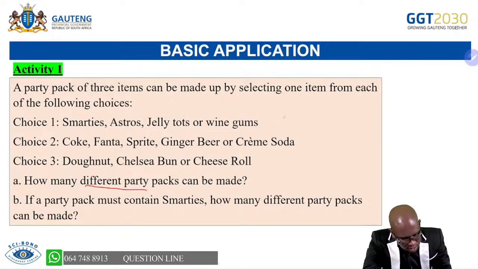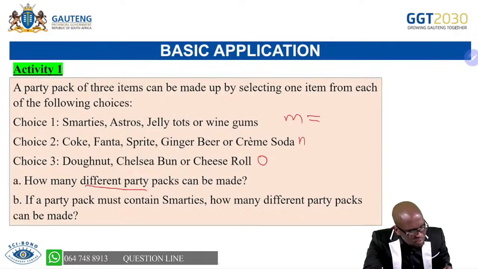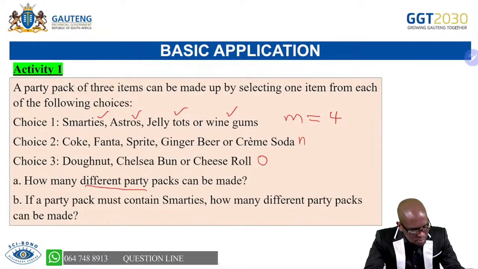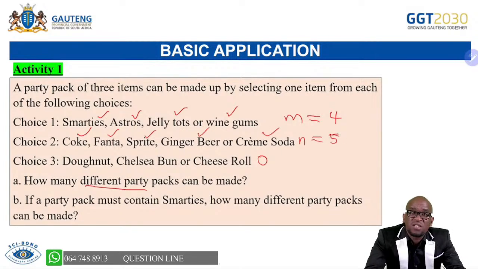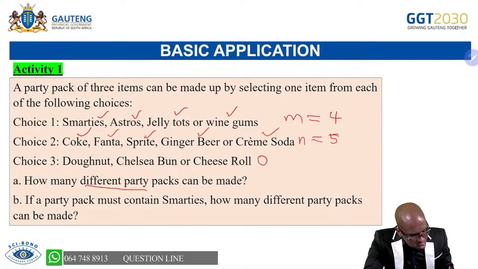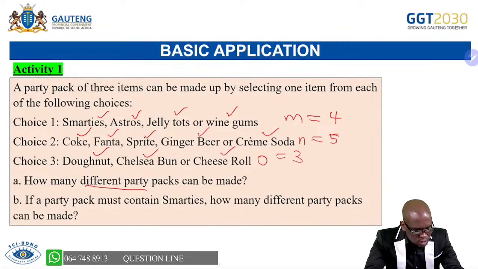If we are to refer to these as M, N, and O there. M, how many options do we have for M? 1, 2, 3, 4. We have 4 different options for M. And then for N, we have 1, 2, 3, 4, 5. We have 5 different options for N. And for O, we have 1, 2, 3. We have 3 different options for O.